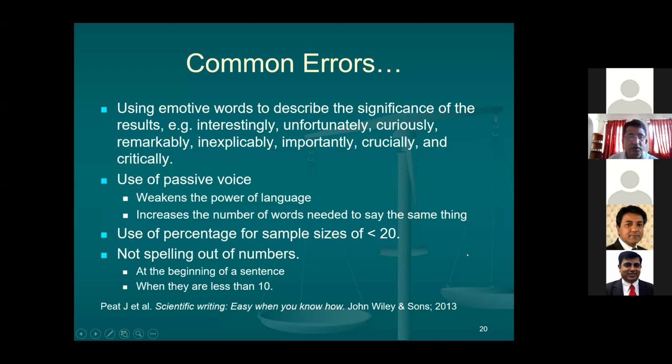And this also is very common: not spelling out a number at the beginning of the sentence. And another is, if you are describing in your result section any number less than 10, it is recommended to spell out the exact number rather than writing the numeral.